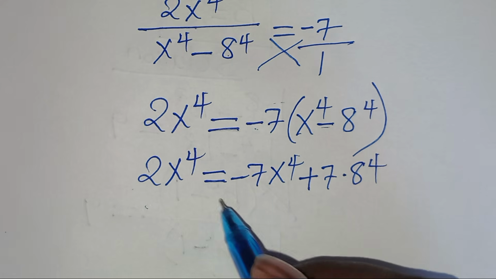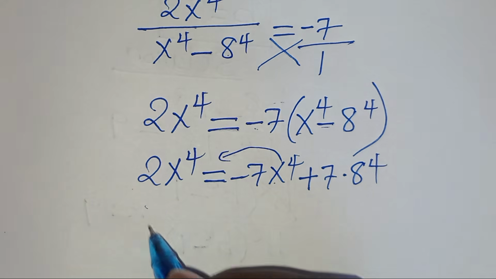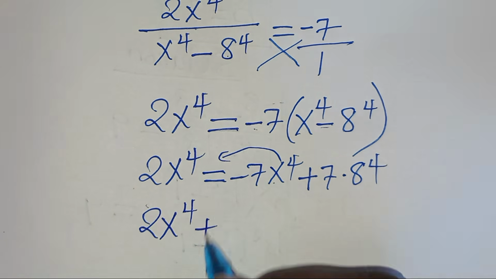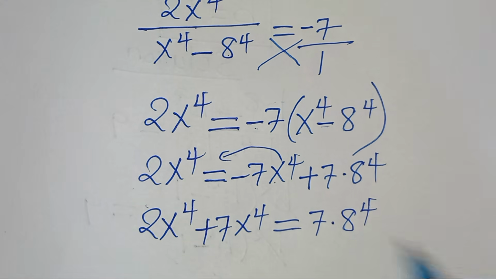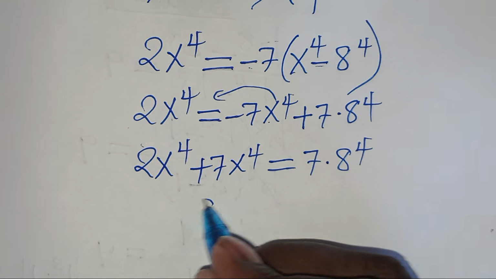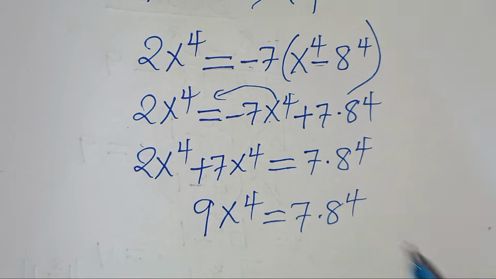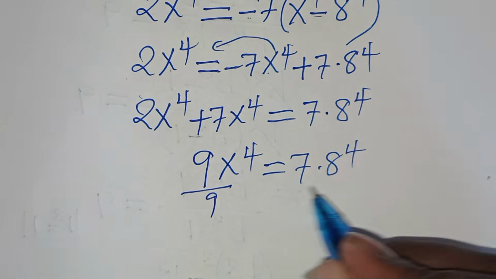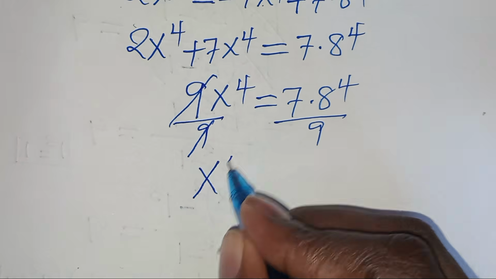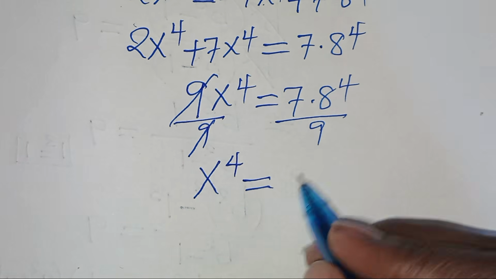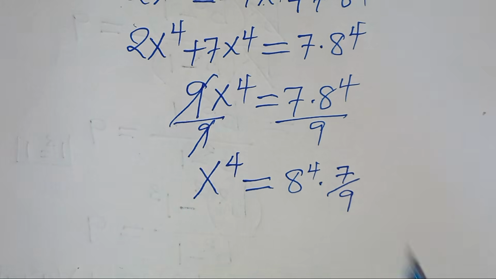And this means that here, let's take negative 7x to the power of 4 on the left hand side so that we have 2x to the power of 4 plus 7x to the power of 4. This is equal to 7 times 8 to the power of 4. So this is 9x to the power of 4, equal to 7 times 8 to the power of 4. So let's divide on both sides by 9 so that now we have x to the power of 4 equal to 8 to the power of 4 multiplied by 7 over 9.